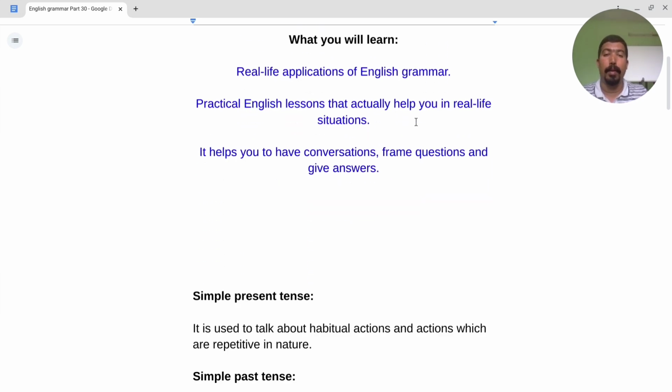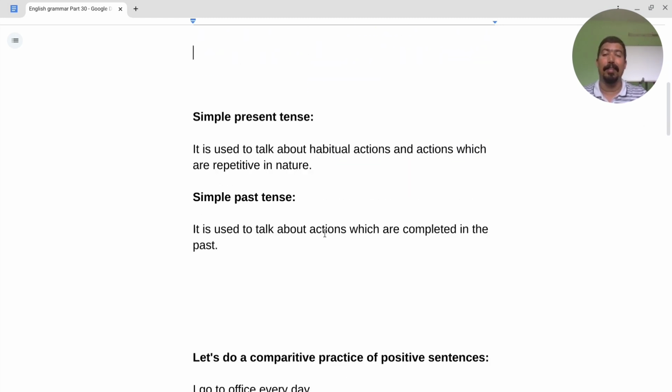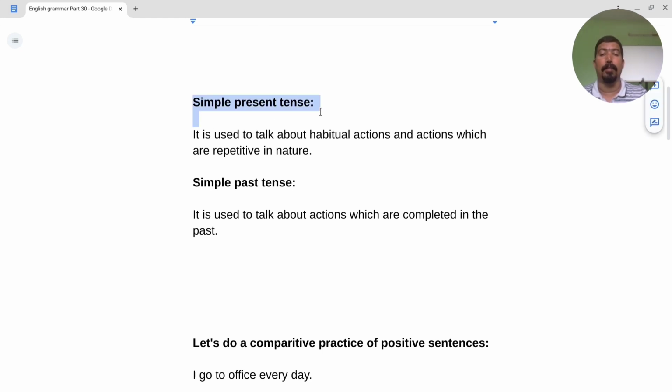So what you will learn today: real life applications of English grammar. You will also learn practical English lessons that actually help you in real life situations. So these are practical lessons that really help you to start a question, give an answer, start a conversation, etc. It helps you to have conversations, frame questions and give answers. So let's get started.